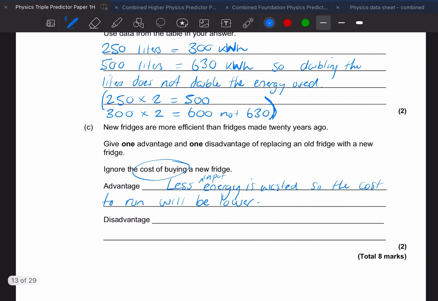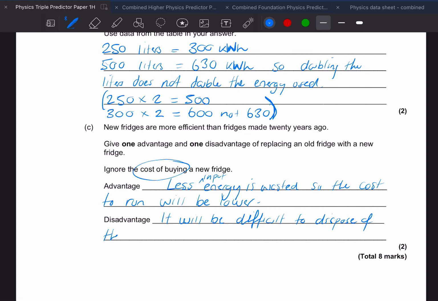The disadvantage, it's hard to get rid of a fridge, pretty much. So what should we say for that? So in terms of recycling it, dispose. So it will be difficult to dispose of the old fridge. I suppose it would just end up in landfill. But it's all the gases that are in the fridge that make it difficult to dispose of. Right, that's the end of that question.